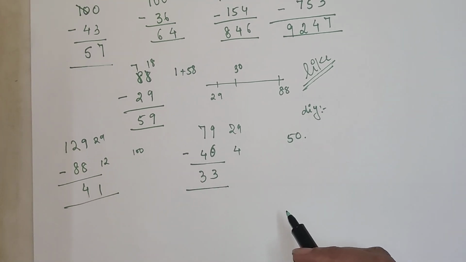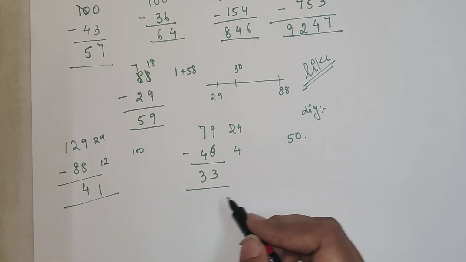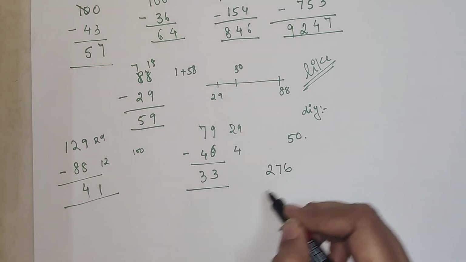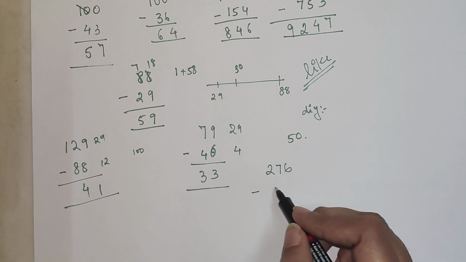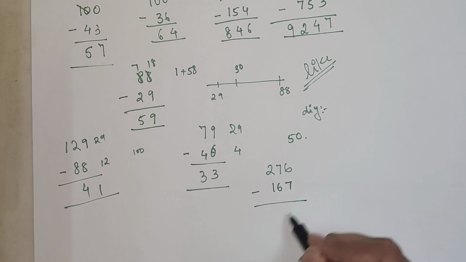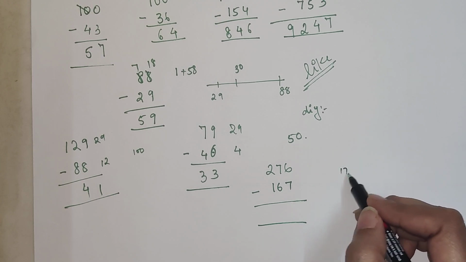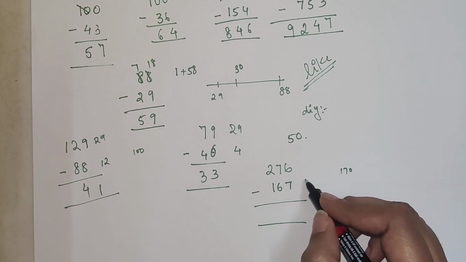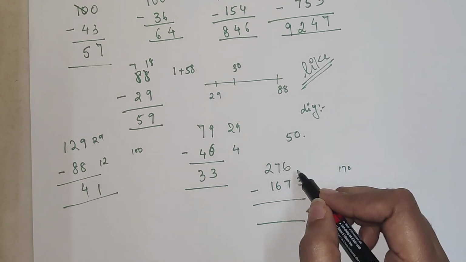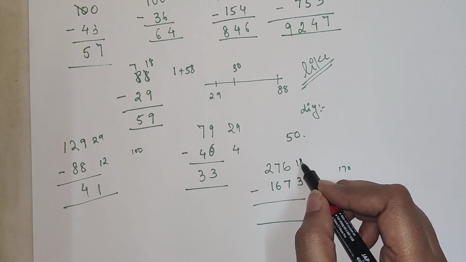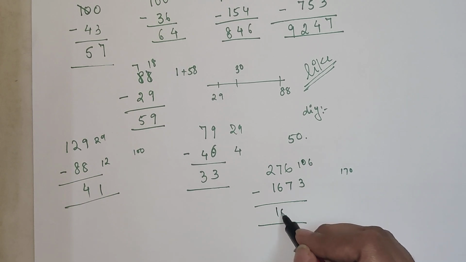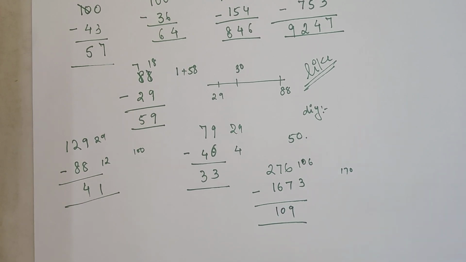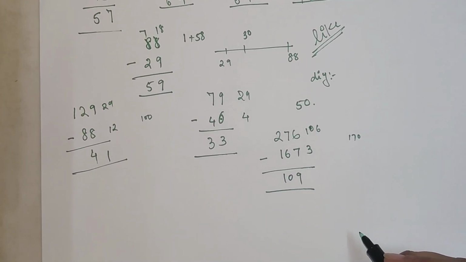Now imagine if we had to do, let's say we take a bigger number, 276 minus 167. So now here, if I take the middle number as 170, this is 3 away from 170, and this is 106 away from 170. So that gets you 109. That is your answer.